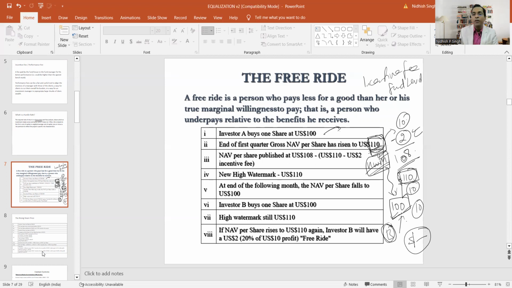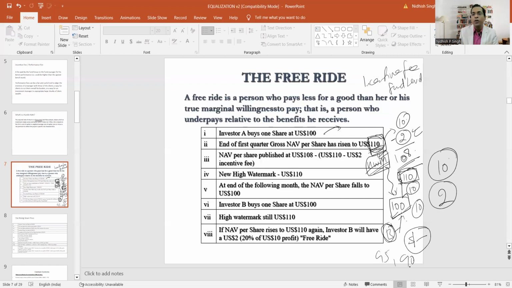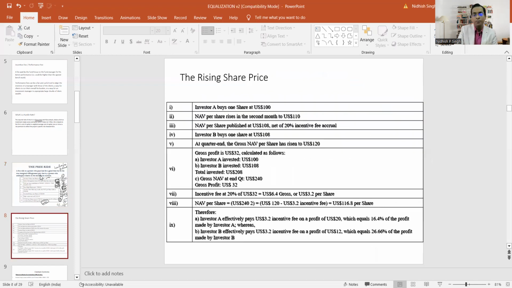So anyone who comes at 100 or maybe 95 or maybe 90 doesn't have to pay any incentive fee up to 110. This is really a free ride, because in this case, even on the $10 of profit, investor B does not pay $2 of incentive fee, which is 20%, which ideally they should pay, right? This is an anomaly. That is what is called the free ride here. We need to address that. And there are some methodologies in equalization accounting which resolve this.